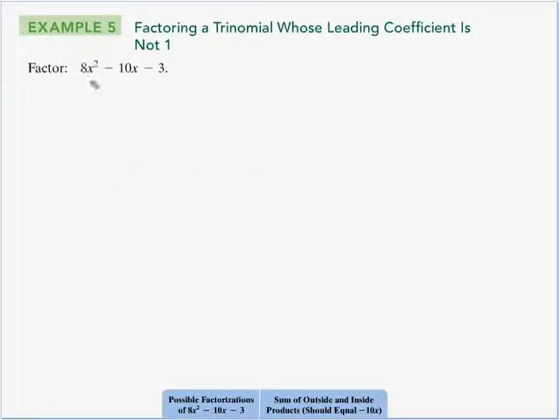Example 5, we got this polynomial now, 8x squared. That's different. We usually have a 1 there. That makes those other problems easier, so that 8 is a new twist on this. And then we have minus 10x and a minus 3. We are going to need the factors of 8, and that would just be 1 times 8 and 2 times 4. And we're going to need the factors of that 3 at the end. And that's good because it's prime. It's only 1 and 3.